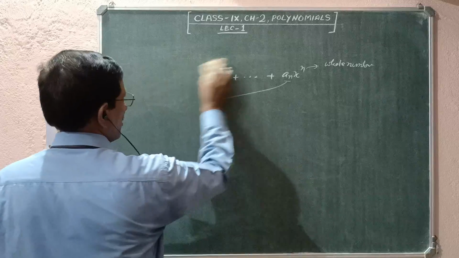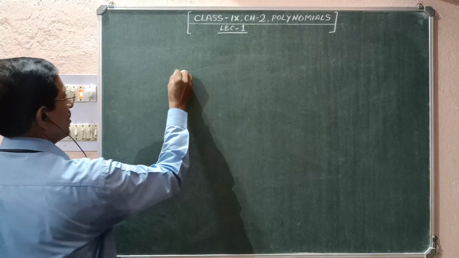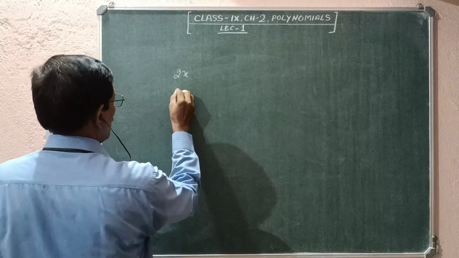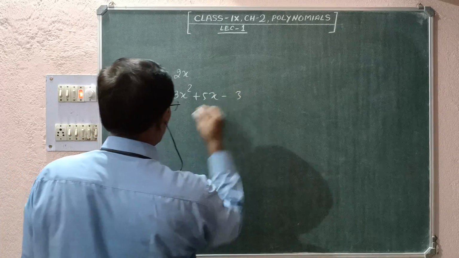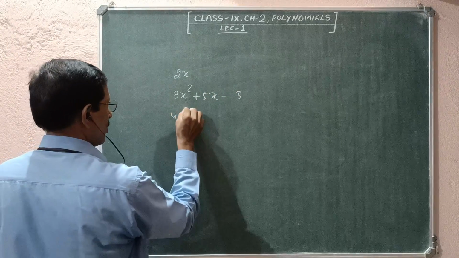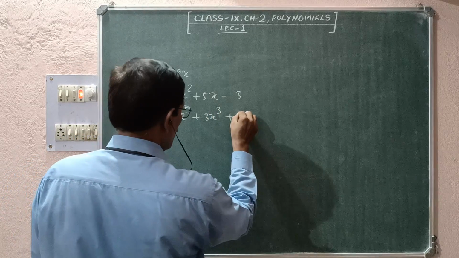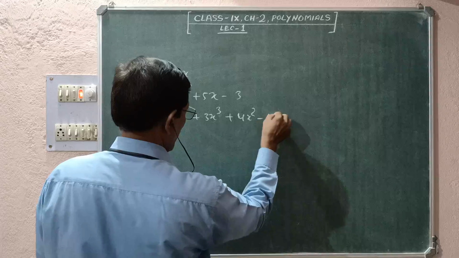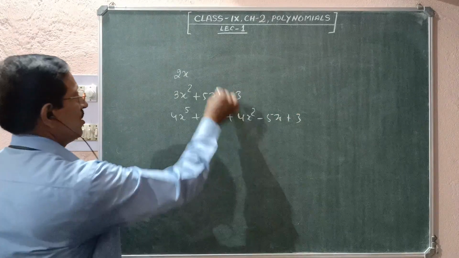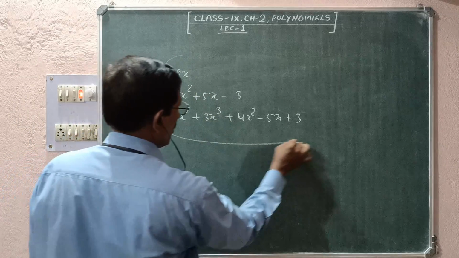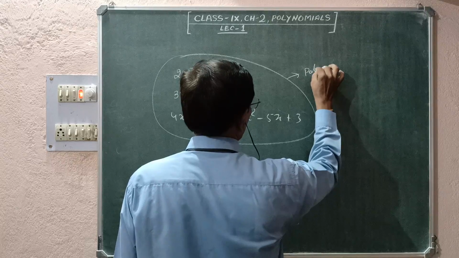Now we take some more examples. For example, suppose we take 2x, 3x square plus 5x minus 3, 4x to the power 5 plus 3x cube plus 4x square minus 5x, like this. These all are polynomials. Why are they polynomials?